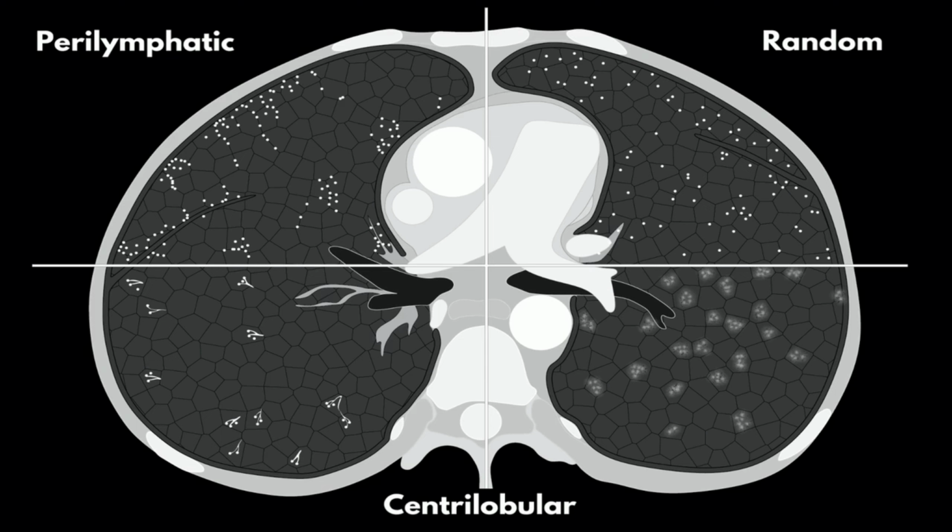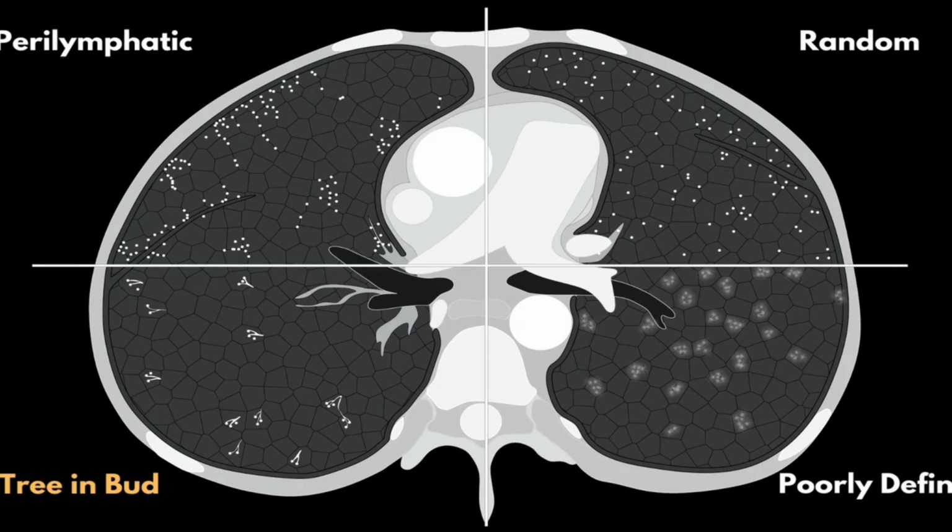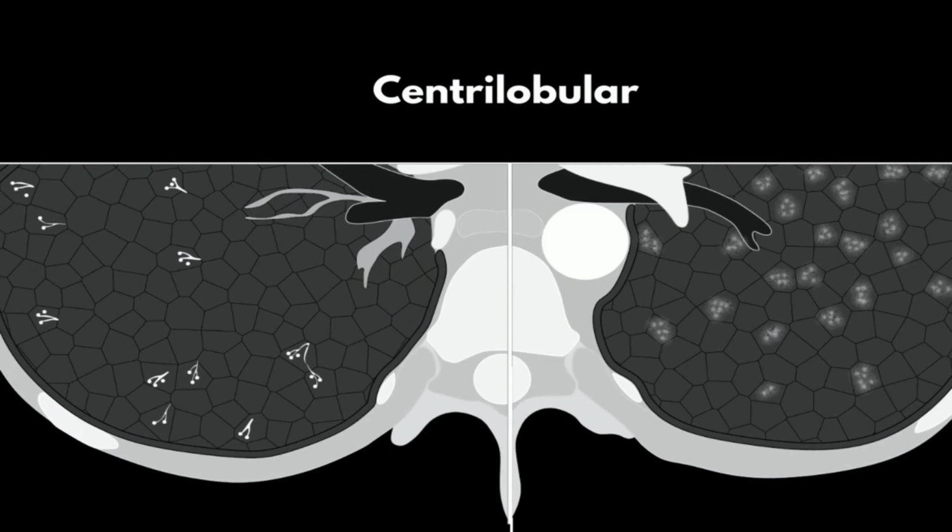This is a diagram comparing the 3 different patterns of nodules. They are centrilobular, perilymphatic, or random, depending on the anatomic distribution of the nodules. With regards to the secondary lobule, the centrilobular pattern can then be broken down into tree in bud pattern or poorly defined nodules. Let's start by discussing centrilobular nodules.